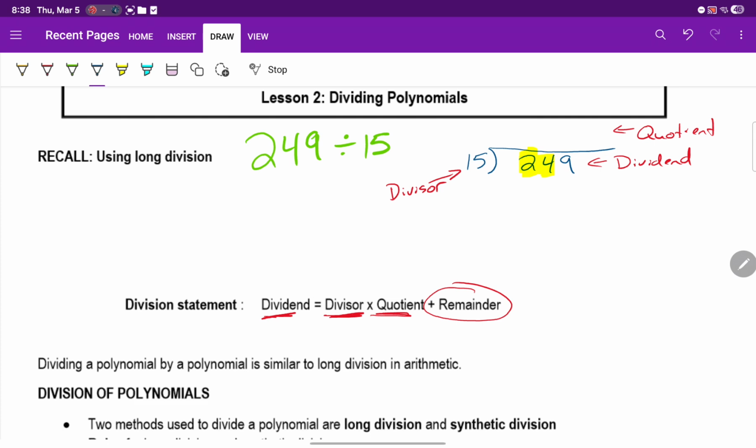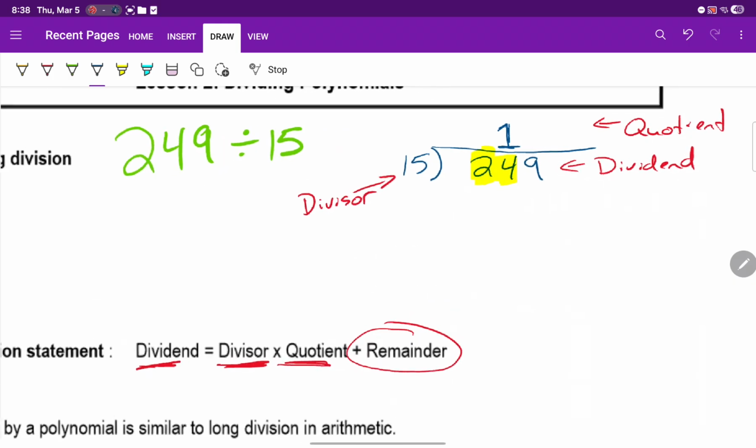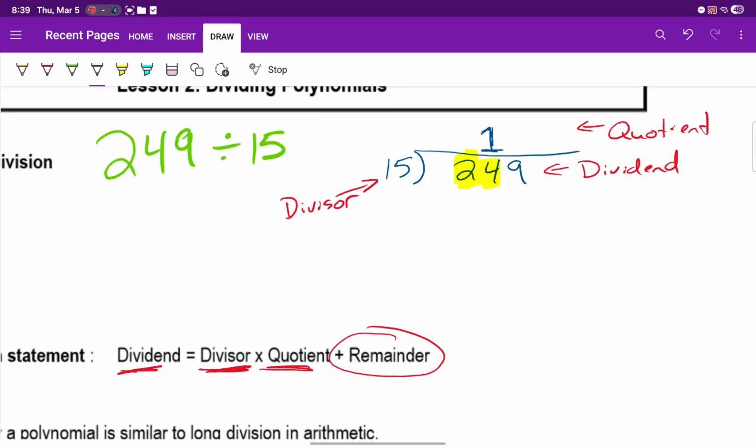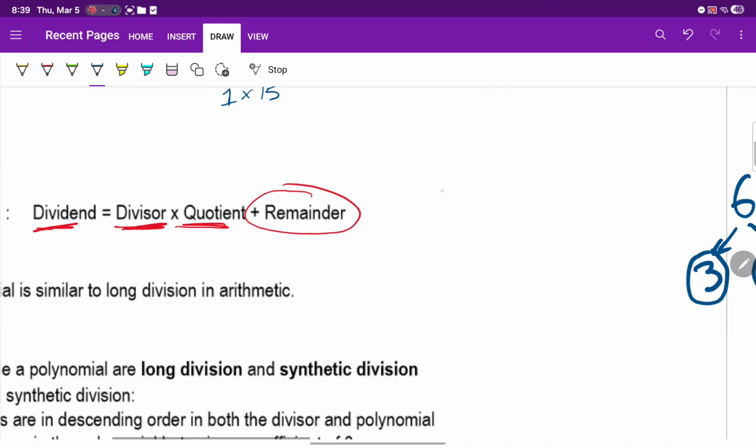Well, yes, 15 does go into 24, and it goes into 24 one time. So I'm going to put my 1 above at the top there, above the 4, in my tens column. Now what I do once I put my number up there is I'm going to take that number, the 1 that I just got, and I'm going to multiply it by 15.